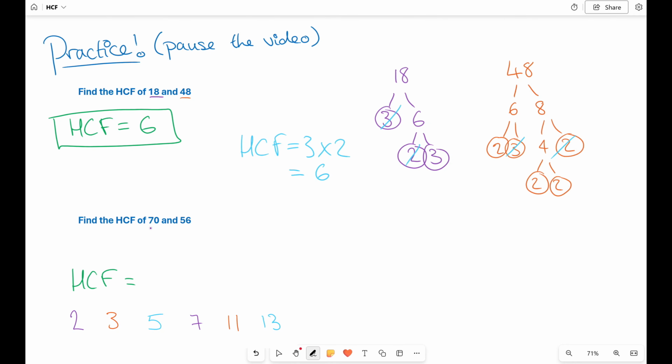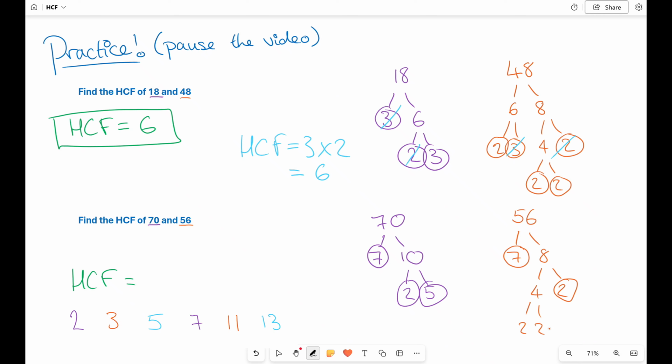We are trying to find out the highest common factor of 70 and 56. All right, let's do 70 first. Two numbers that times together to make 70 is 7 and 10. 7 is prime. So we'll just break down the 10. 2 and 5 go into 10, and they are both prime. Cool. Now we've got 56, so we're going to write down 56. Two numbers that times together to make 56 is 7 and 8. 7's prime, 8's not. Break this down, we've got 4 and 2. 2's prime. And then 2 and 2, these two are prime.